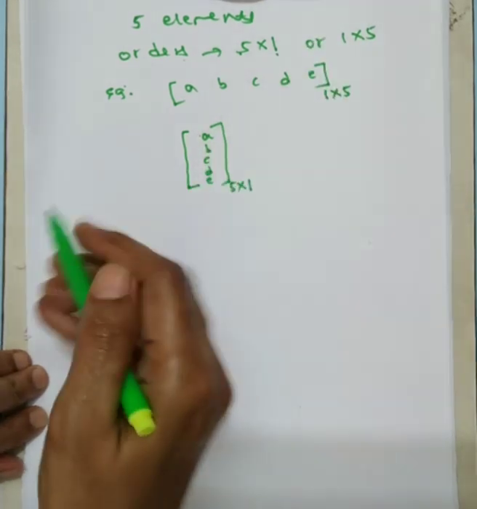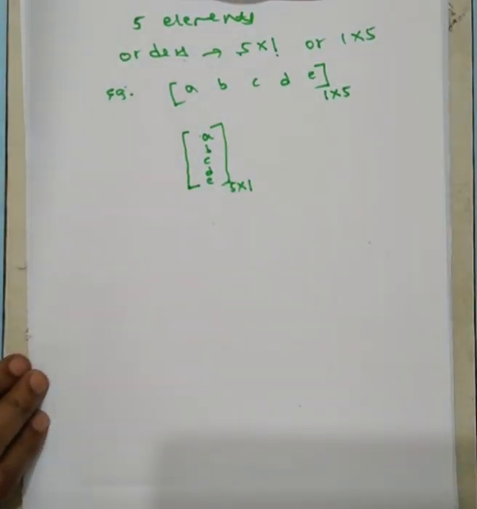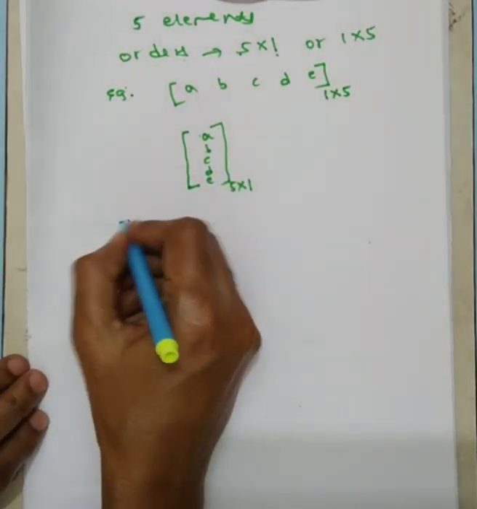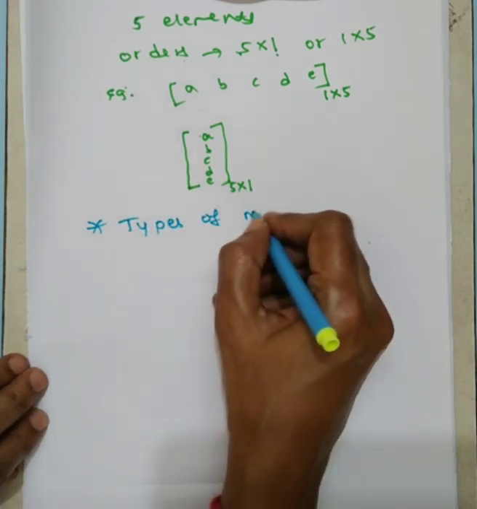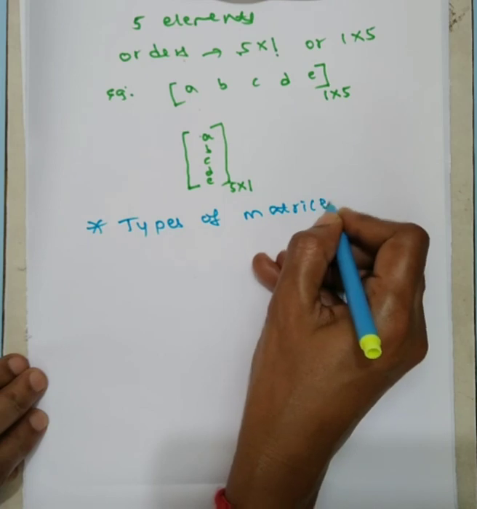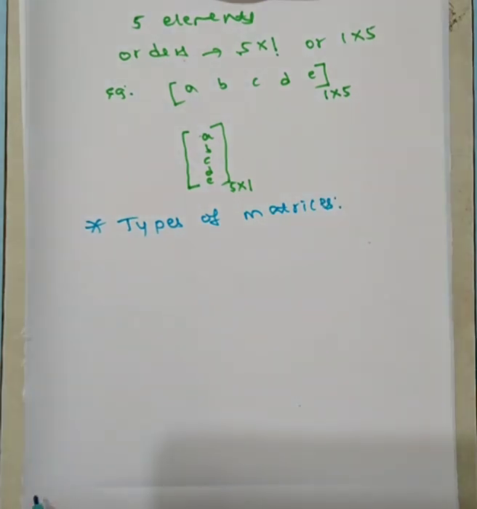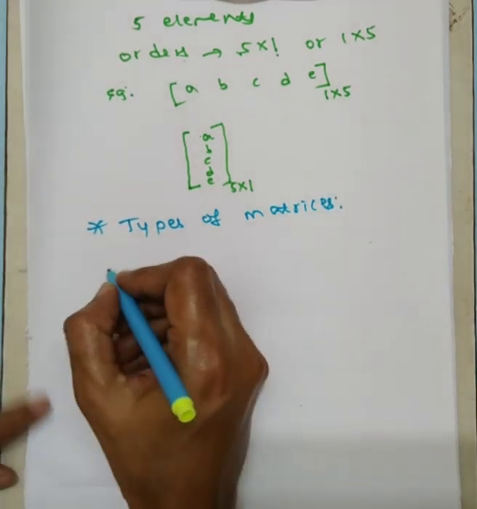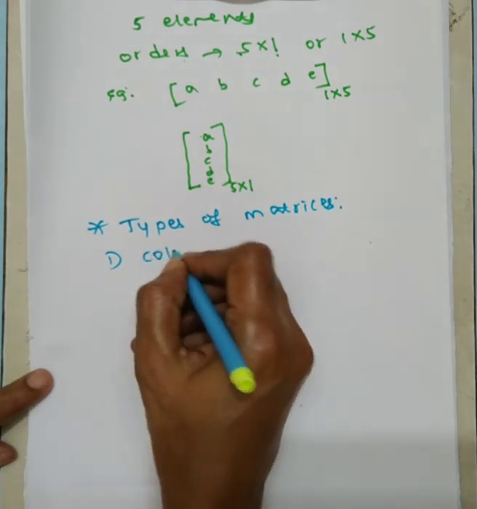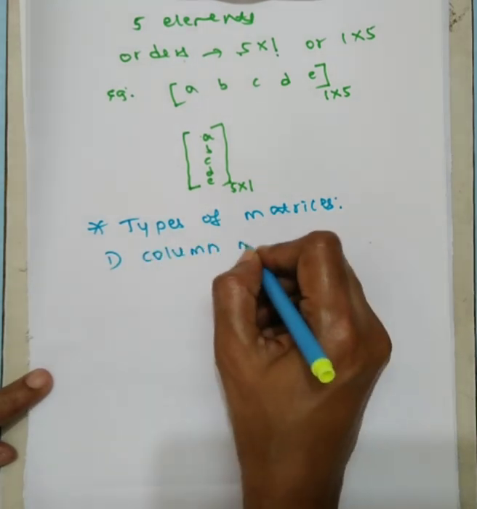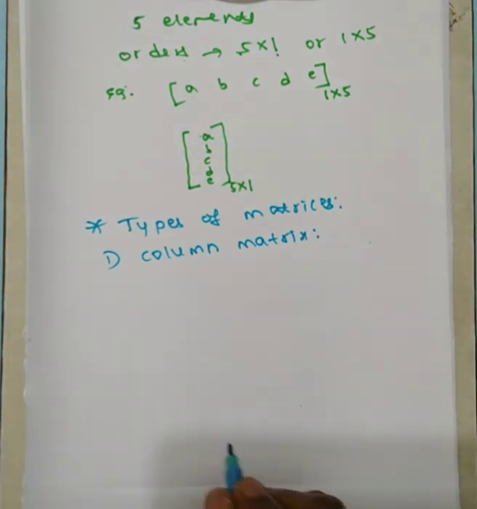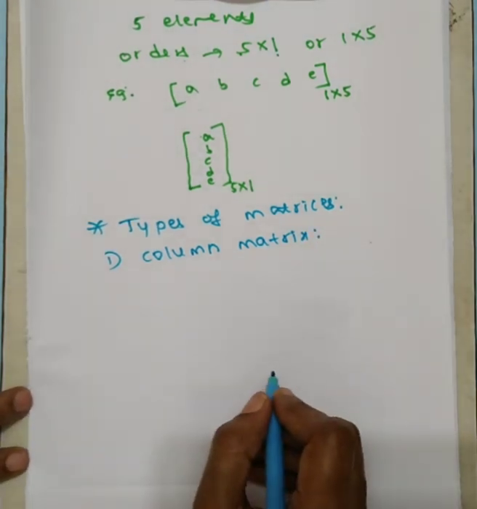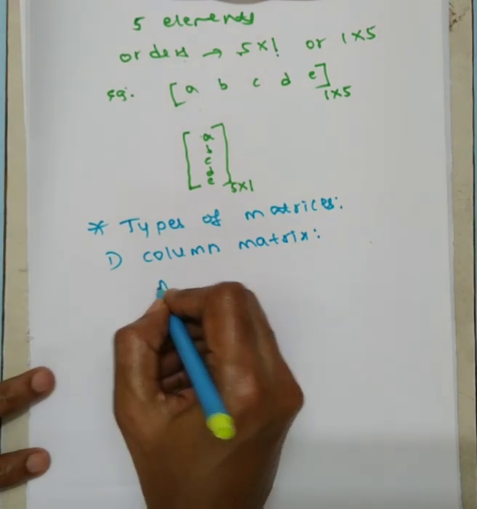Now let us discuss the types of matrices. The first one is the column matrix. Let us see what a column matrix is. A column matrix means a matrix that has only one column.